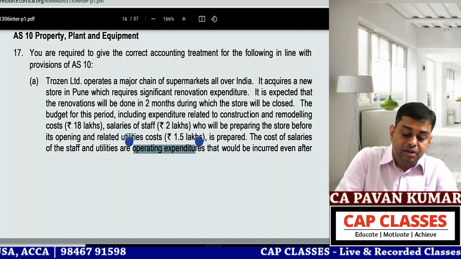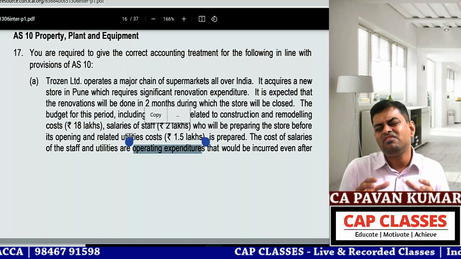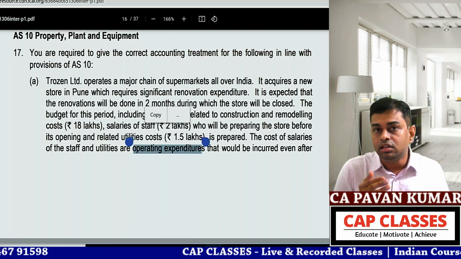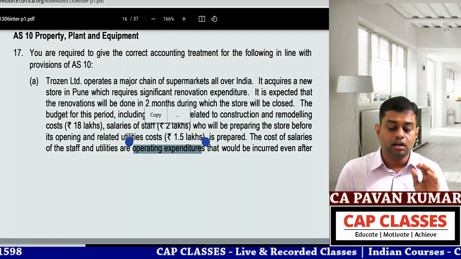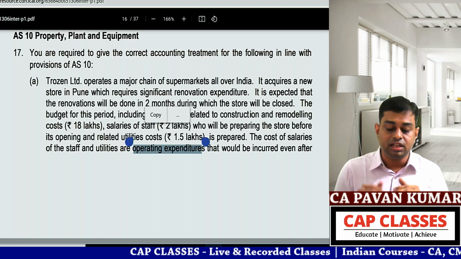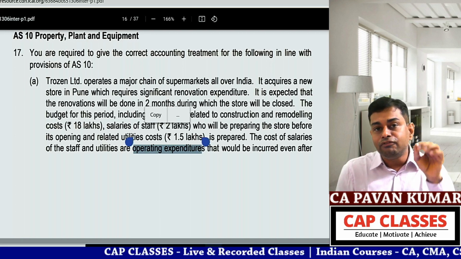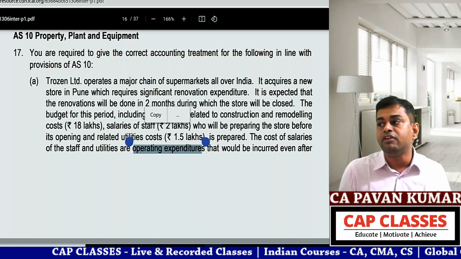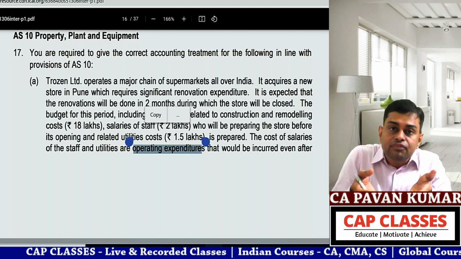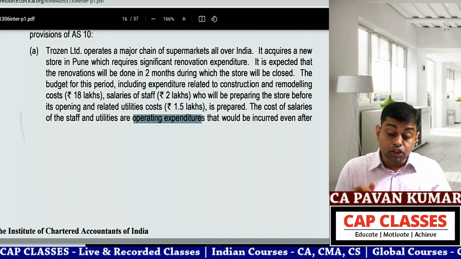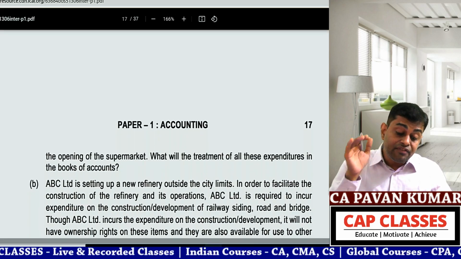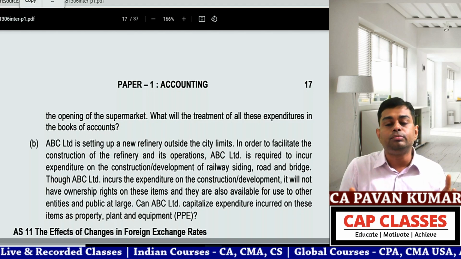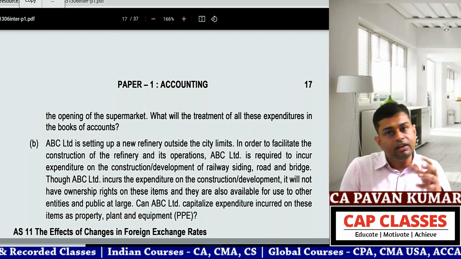Arey yaar, can there be an easier question than this? Dear ICAI, why are you spoiling the question? They gave the answer. They said it is not capital expenditure. If it is operating expenditure, even a fool will not write the answer that 2 lakhs and 1.5 are also to be capitalized, because you yourself are saying it is operating expense, no? And also saying that it would be incurred even after opening the supermarket. Whether you run supermarket or you do not run supermarket, this 2 plus 1.5, you keep incurring that.